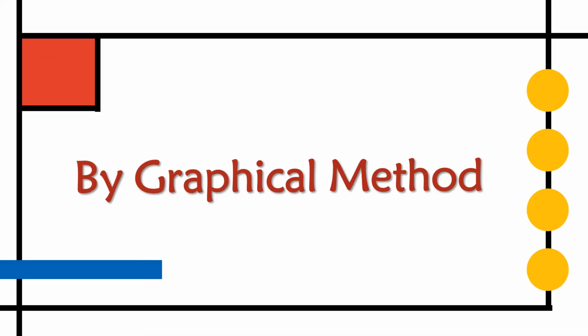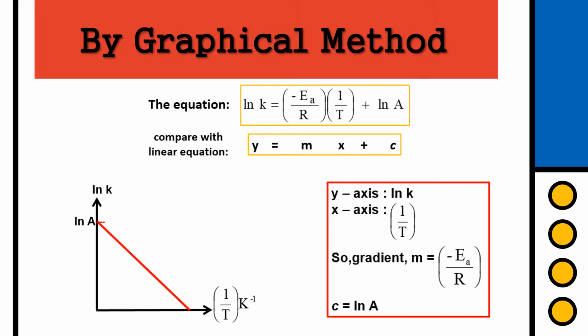Now, let's take a look at the question that used the graphical method. When I say graphical method, meaning you need to plot a graph to answer this question. By graphical method, we will use this equation: ln K equals negative EA over R times 1 over T plus ln A. This is actually a rearrangement from our equation just now. Just now, the equation that we have is ln K equals ln A minus EA over RT.